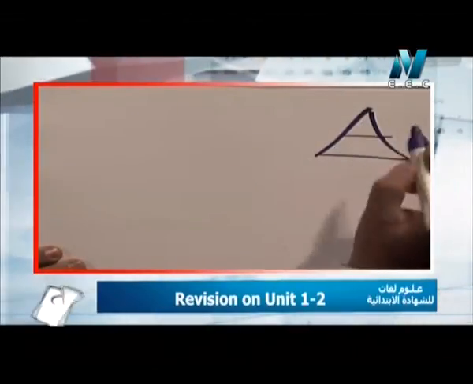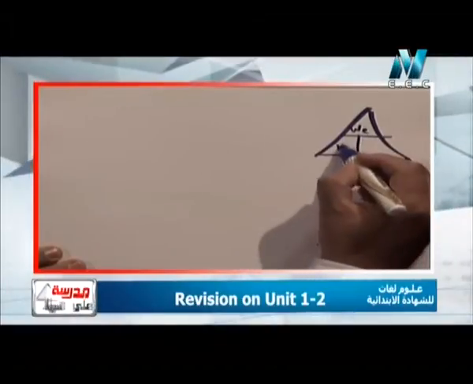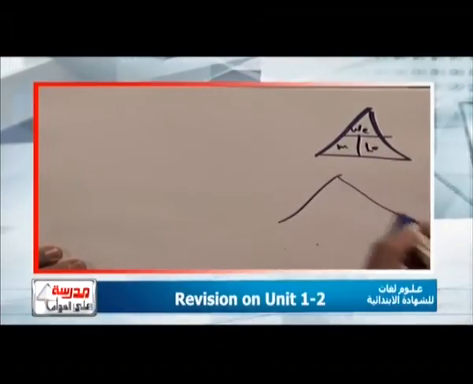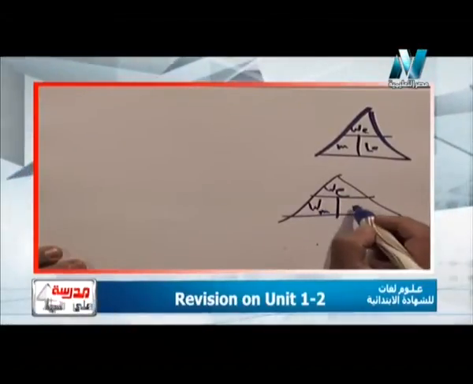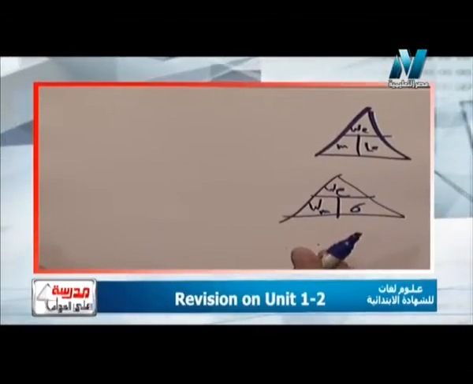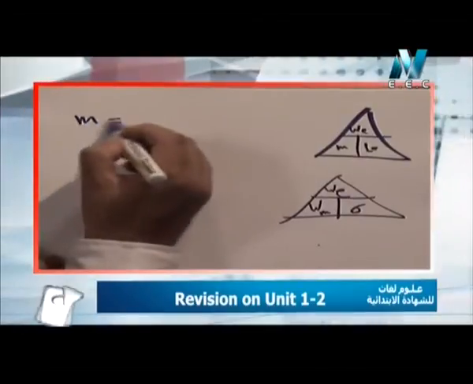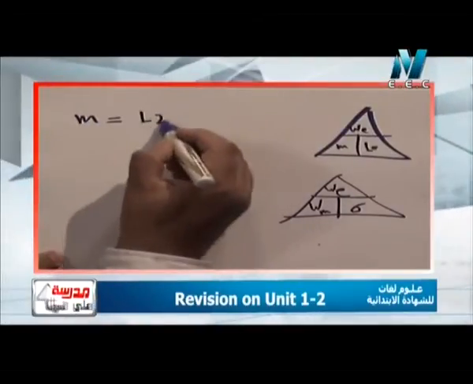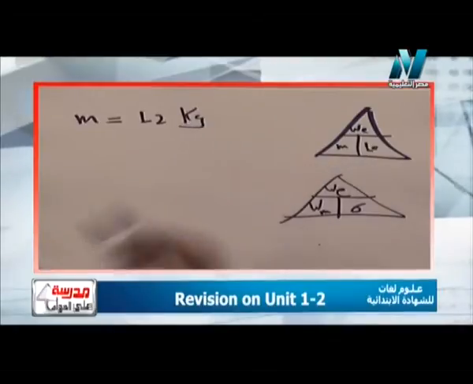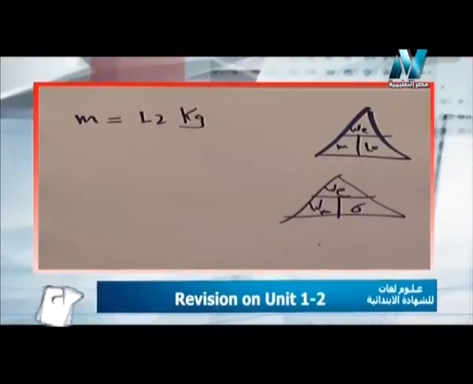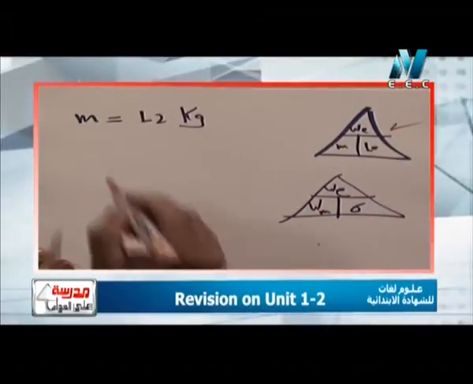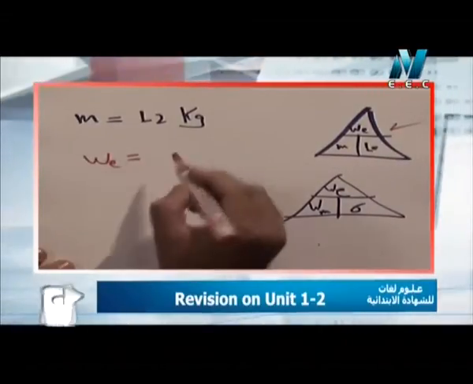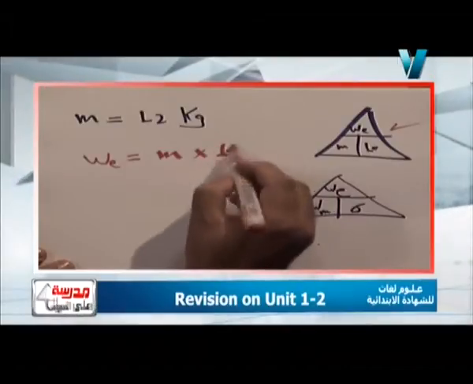Okay? Secret triangle: weight on the Earth, mass by 10, and the other triangle: weight on the Earth, weight on the Moon by 6. Here I have only one piece of information. The question says the mass is 12 kilogram. So I need the weight on the Earth, surely from the first triangle.